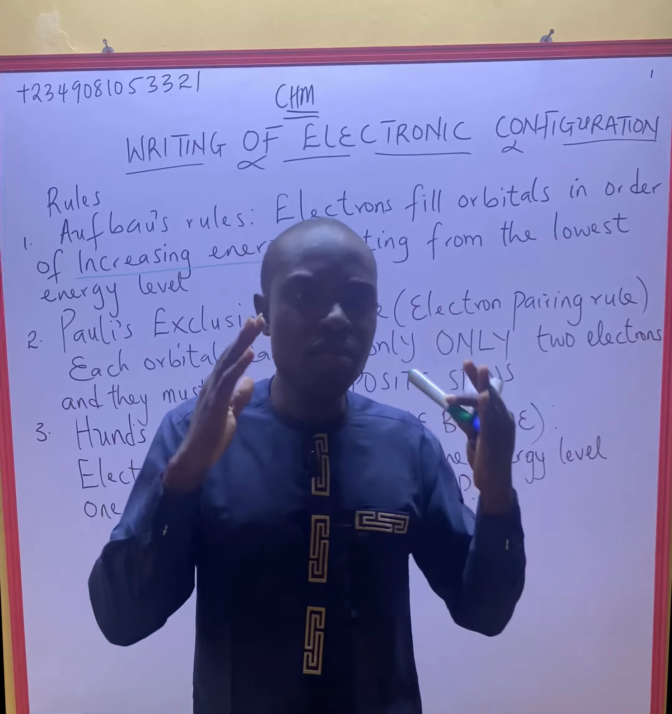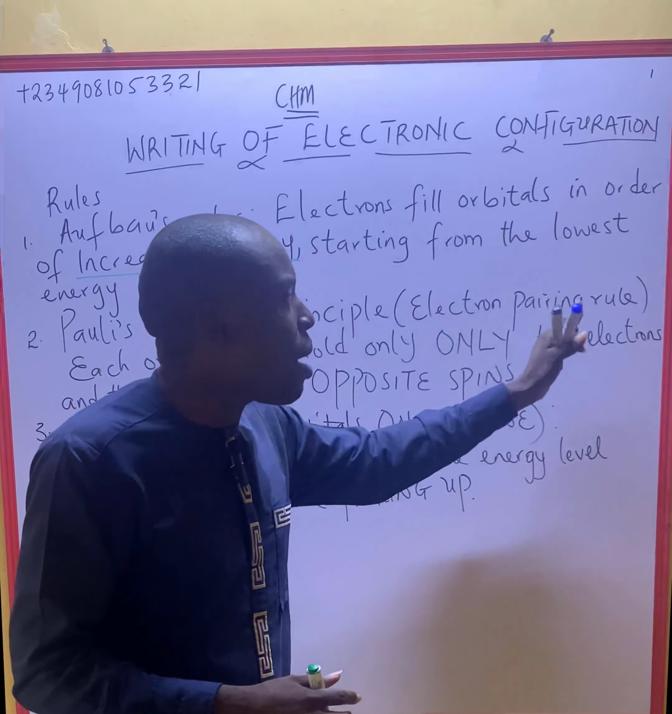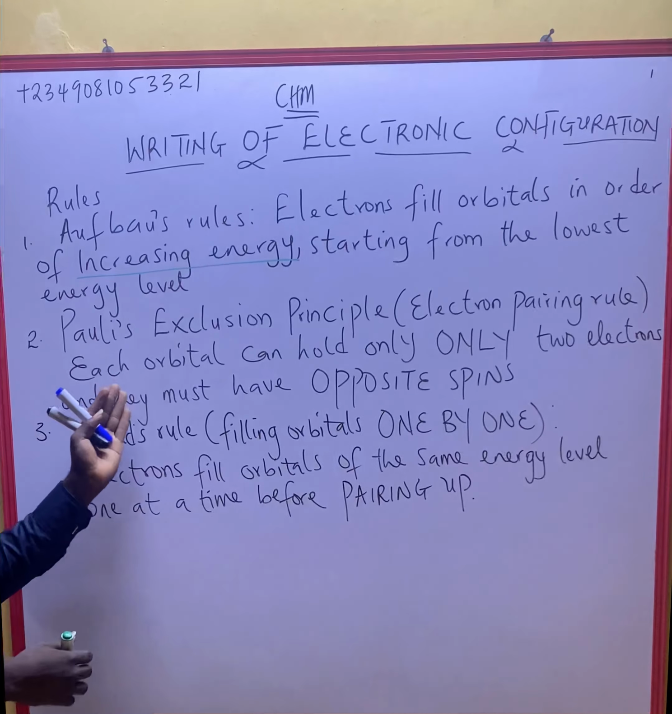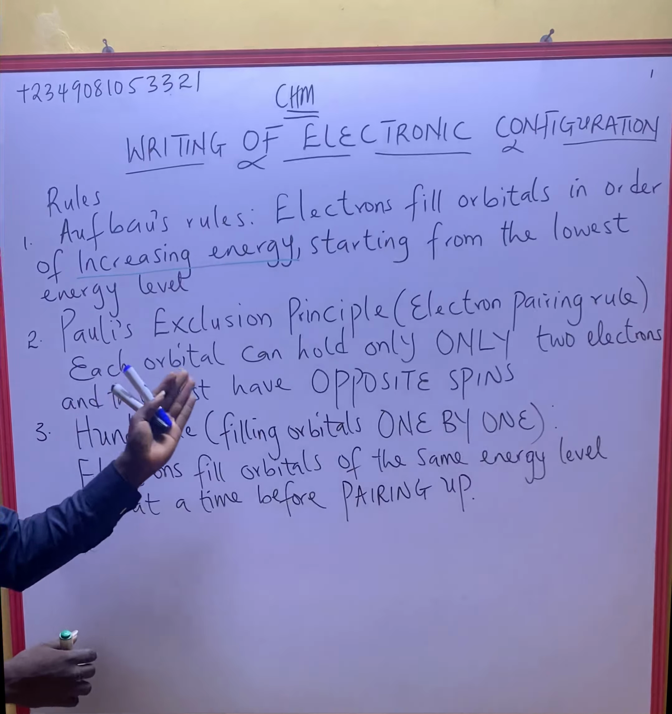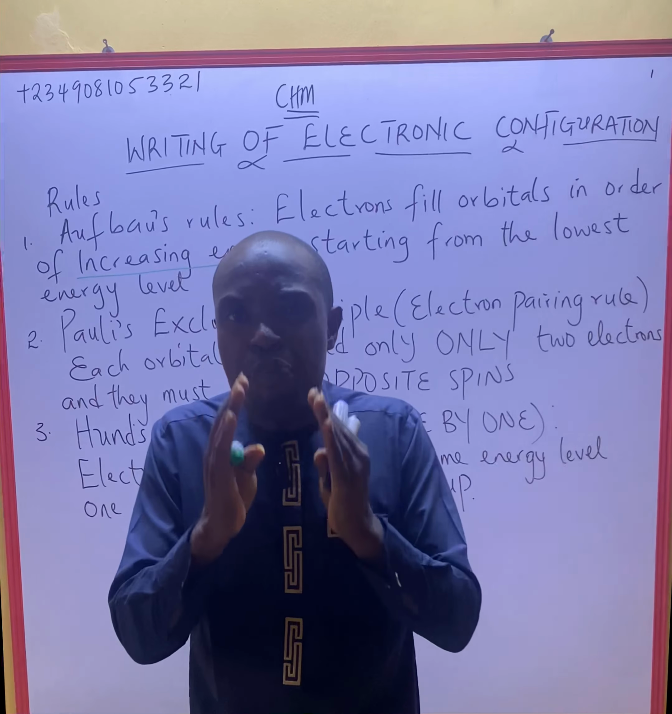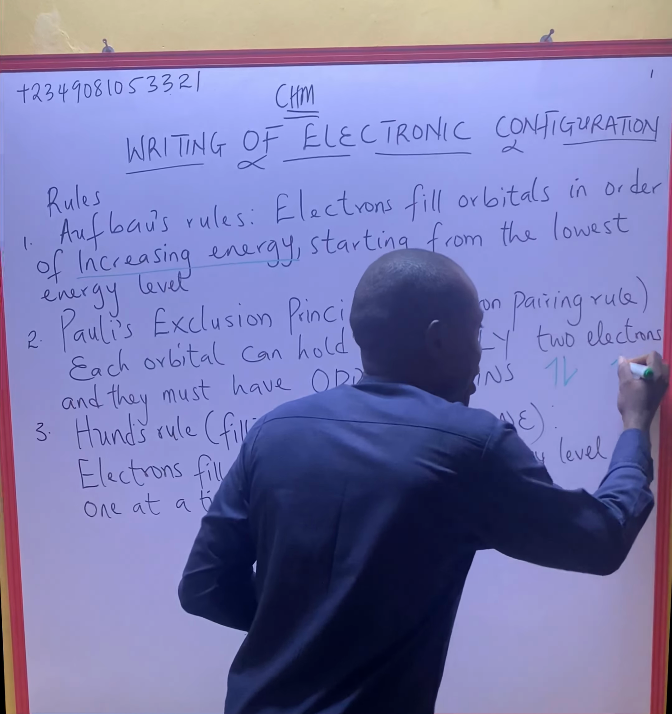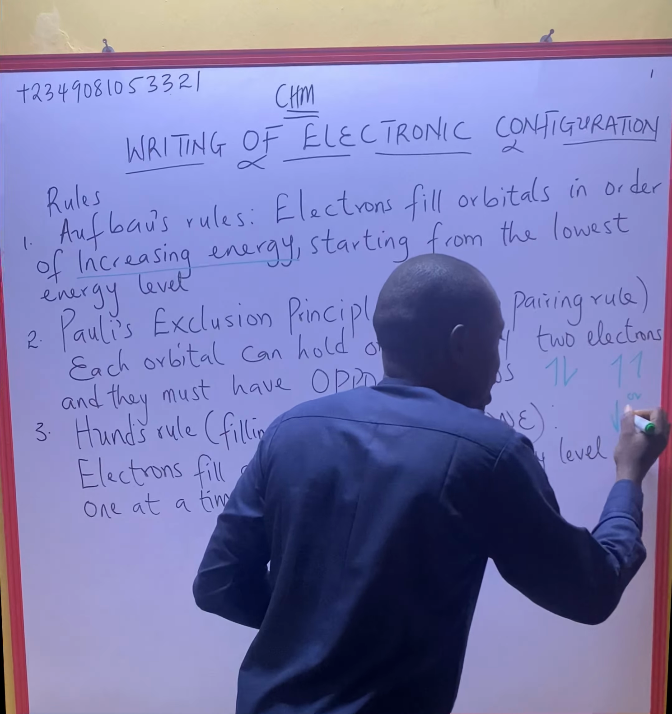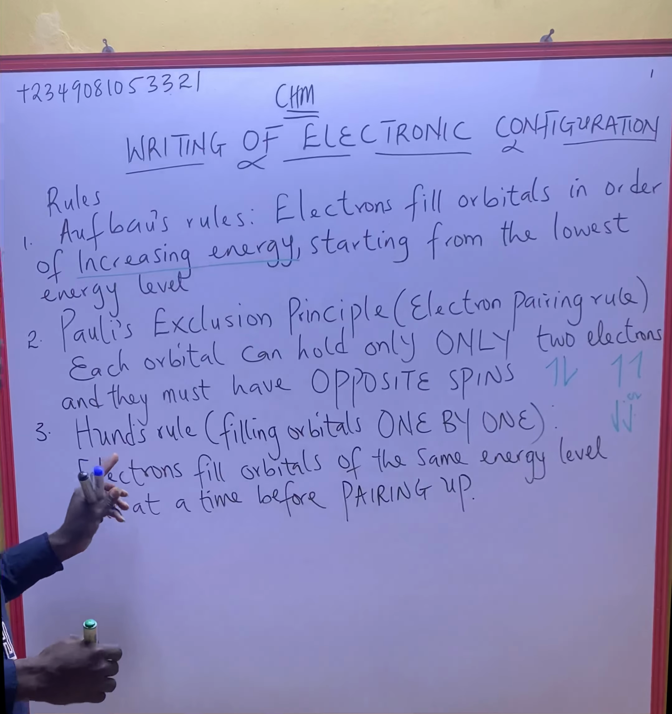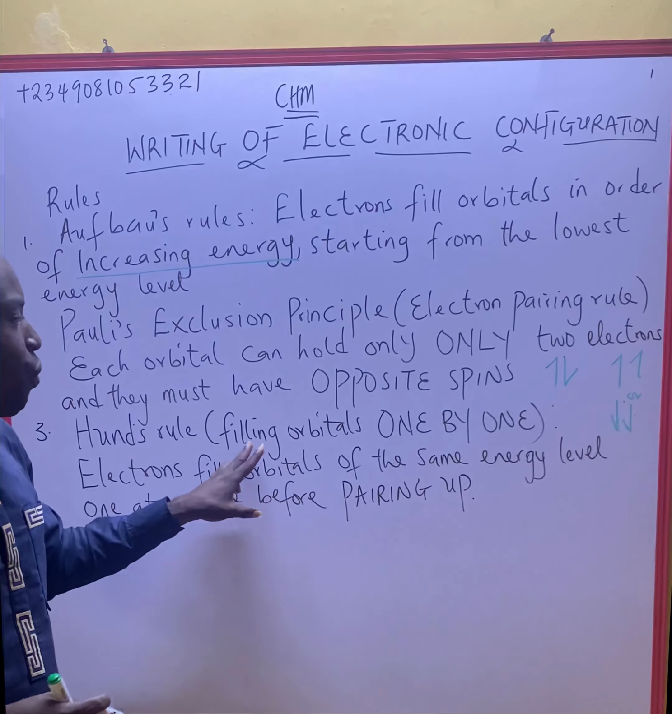The next rule is Pauli's exclusion principle, which I also call the electron pairing rule. According to this rule, each orbital can hold only 2 electrons, and these 2 electrons must be of opposite spin. Something like this, opposite spin, not like this or like this. They must be of opposite spin. Is that clear?